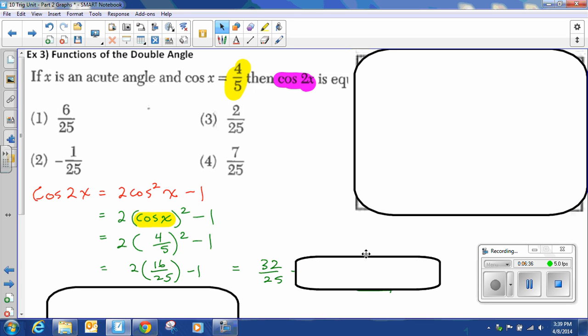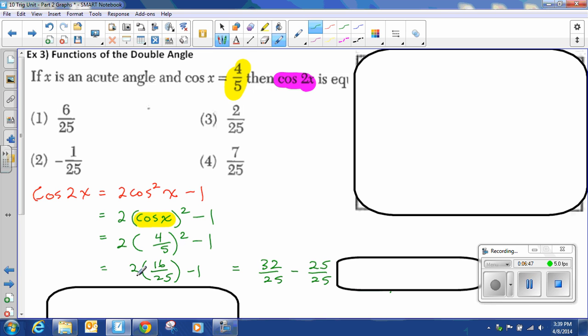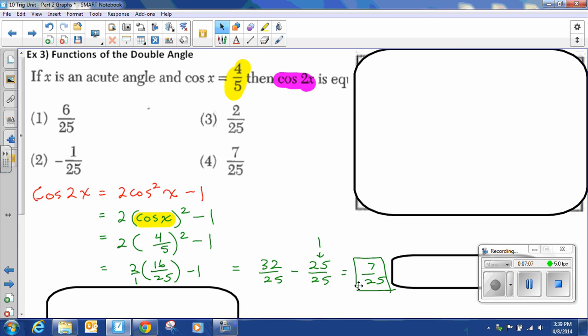So this is basically just some fancy algebra, not really fancy at all, actually. So 2 times 16 is 32/25. We don't multiply the denominator because we have an invisible 1. And you end up with 32/25 minus 1. And I went ahead and changed 1 to 25/25 because we have a common denominator. So the result is 7/25. The answer is 4.